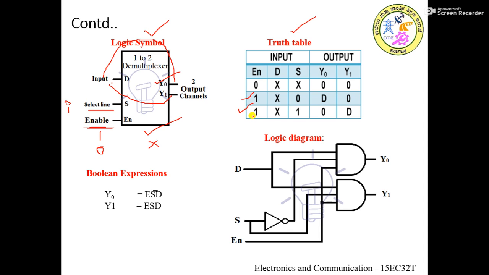Similarly, in the next combination, again the enable pin is high. Whatever may be the D input, it may be 0 or 1. If the select line content is 1, then y1 is selected. With y1 selected, the data on the data input line D will appear on y1. So here you can see D comes. y0 is not selected, so its content is 0.